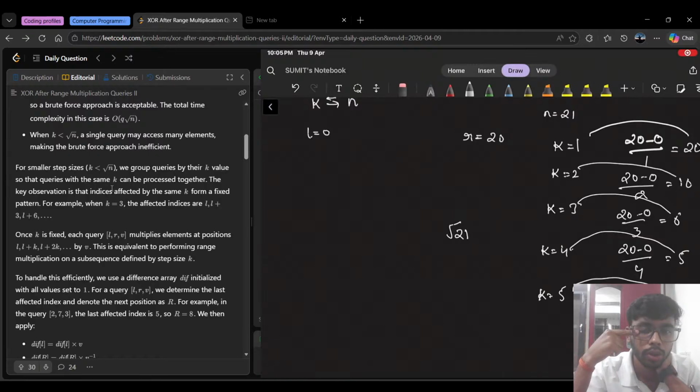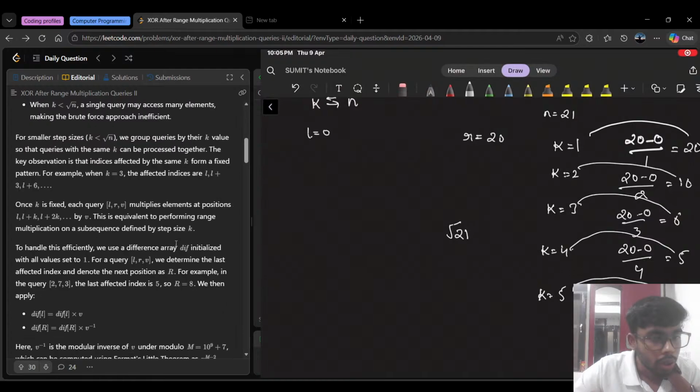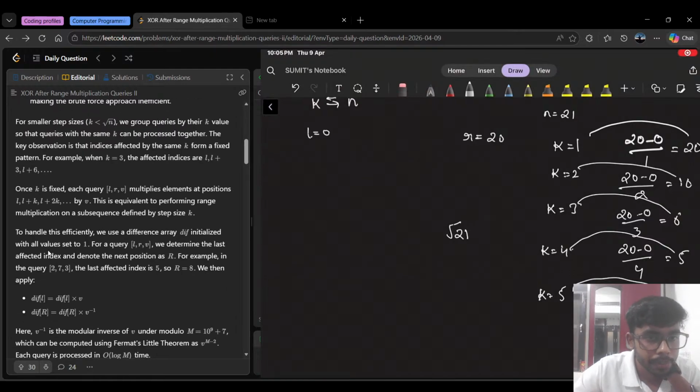For example, k is equal to 3: L plus k, L plus 3, L plus 6. Once k is fixed, each query multiplies the elements at positions L plus k, L plus 2k by V. So this is equivalent to performing range multiplication on a subsequence defined via step size k. Yes, this is also clear.